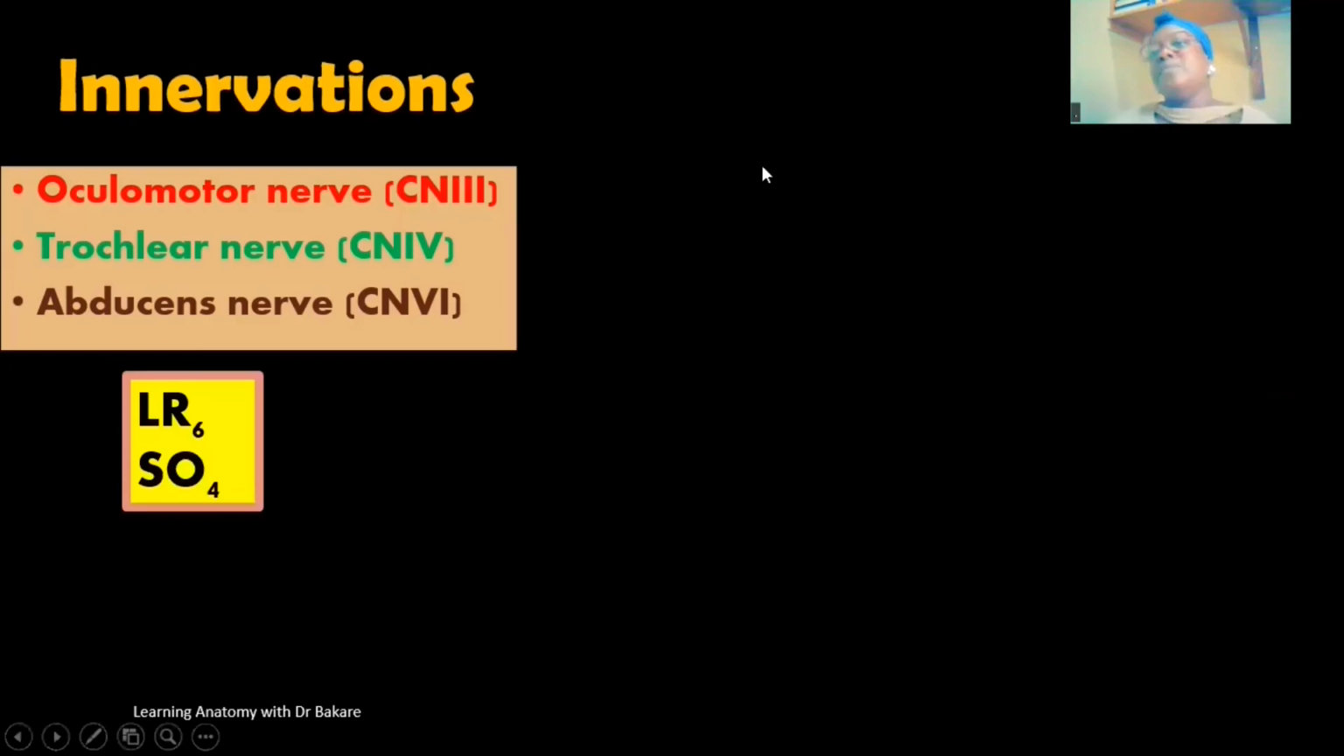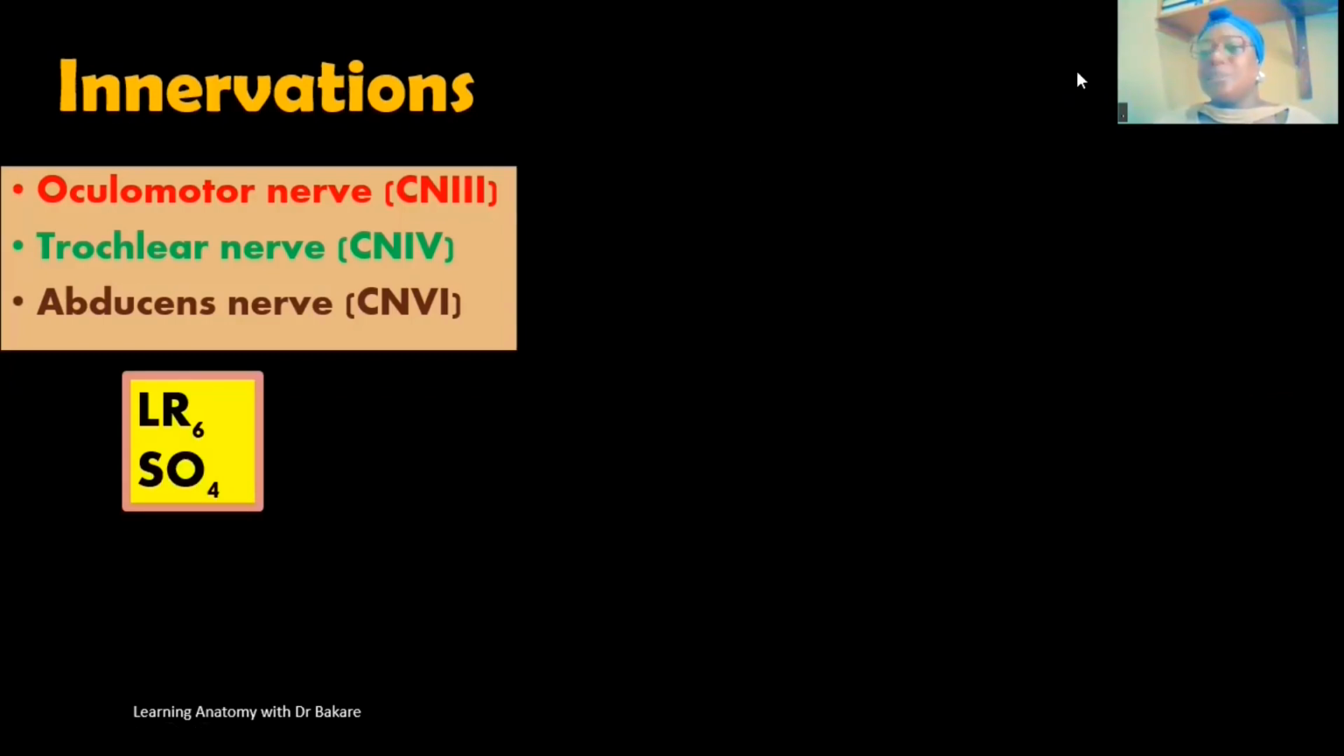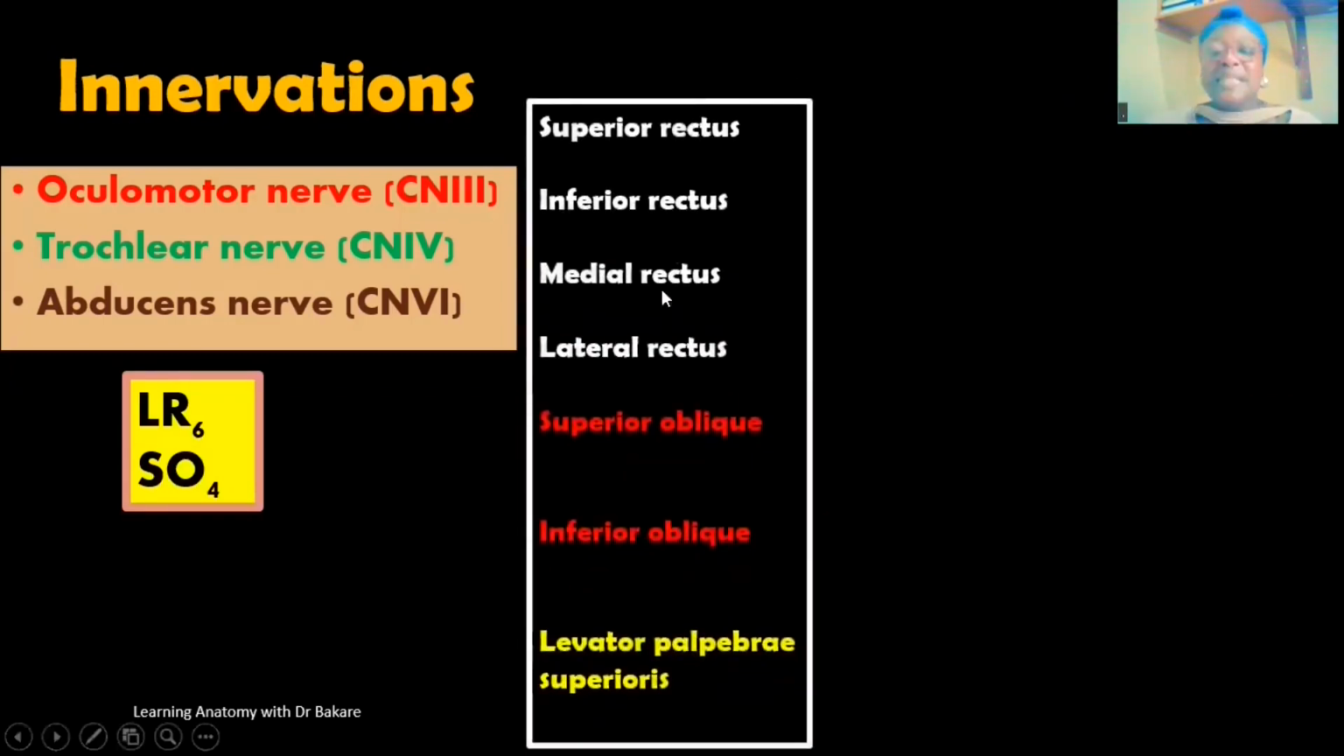So that is how this key will be used to unlock the different nerves that innervate all the extraocular muscles. Then going through the extraocular muscles, we have 7. This is the list of the extraocular muscles. We have the superior rectus, the inferior rectus, the medial rectus, and the lateral rectus. These are all the 4 rectus muscles. Then we have 2 obliques: the superior oblique muscle and the inferior oblique muscle. Then the last muscle is the levator palpebrae superioris muscle, and this is the muscle that controls the elevation of the upper eyelid, while the remaining 6 are involved in the movement of the eyeball.